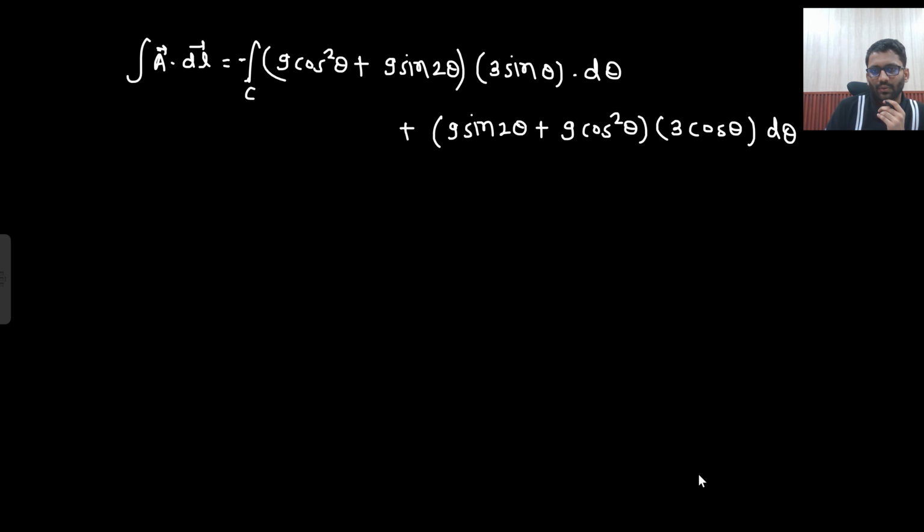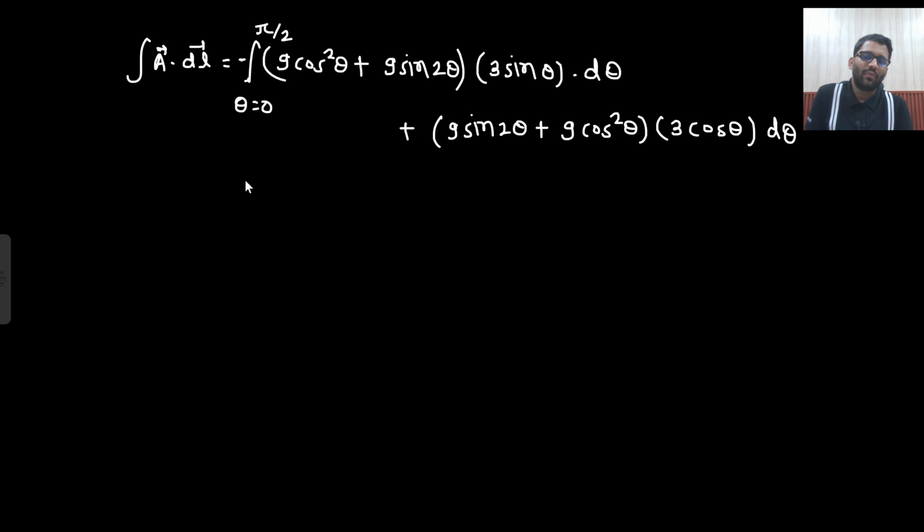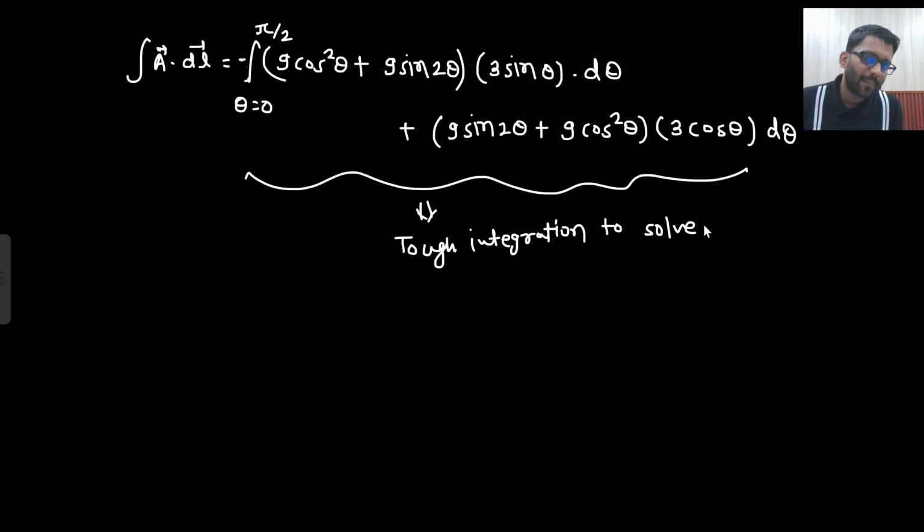Okay. So are you getting anything common? Yes, you are getting something common as well, but do you really think this integration is easy? What will be the limit? Limit of theta is from 0 to pi by 2 because it is going in one quadrant only. Now, will you be able to solve this integration? Tough to solve. Yeah, we can solve it. Certainly we can solve it, but it is tough to solve, right?